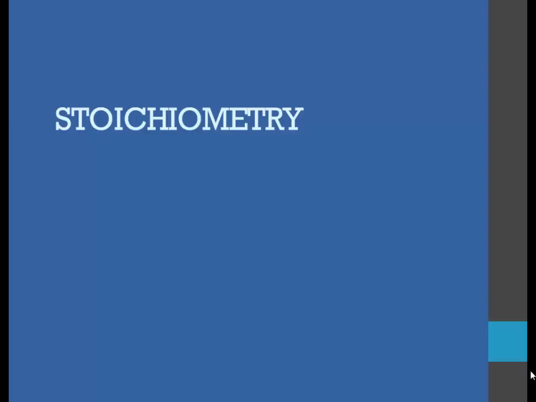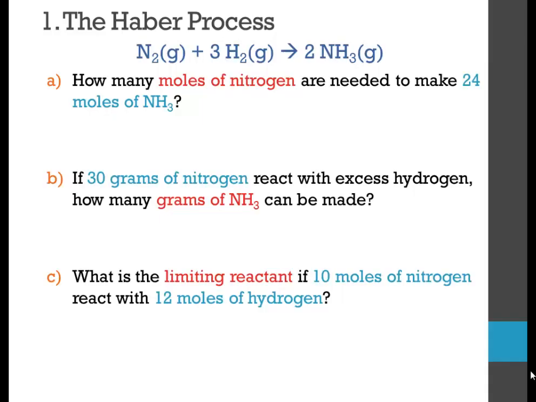The first section of the review is about stoichiometry. The first question gives us the Haber process and asks us a few stoichiometric questions about the balanced equation. First, how many moles of nitrogen are needed to make 24 moles of ammonia, NH3?